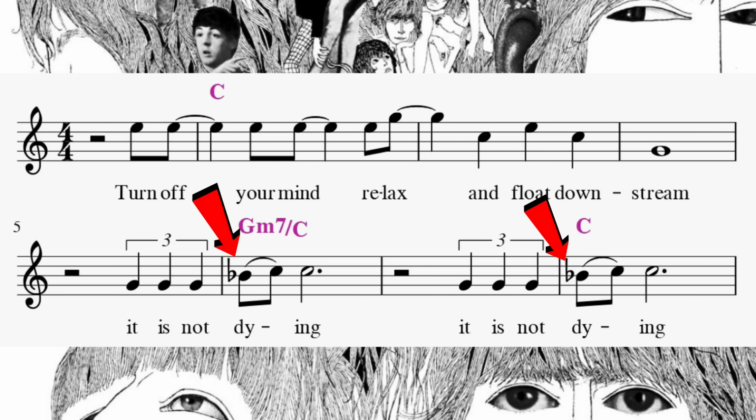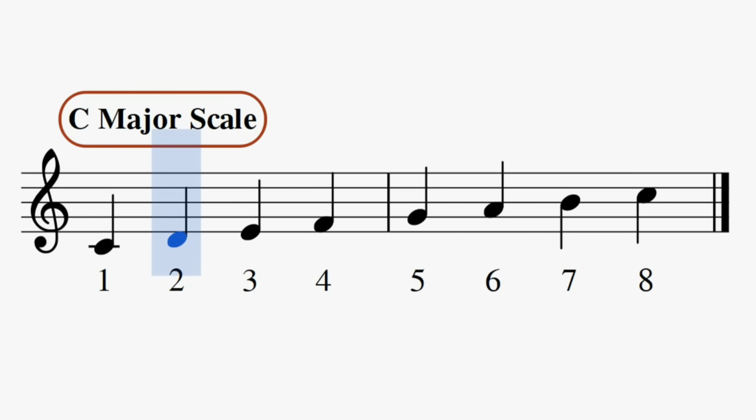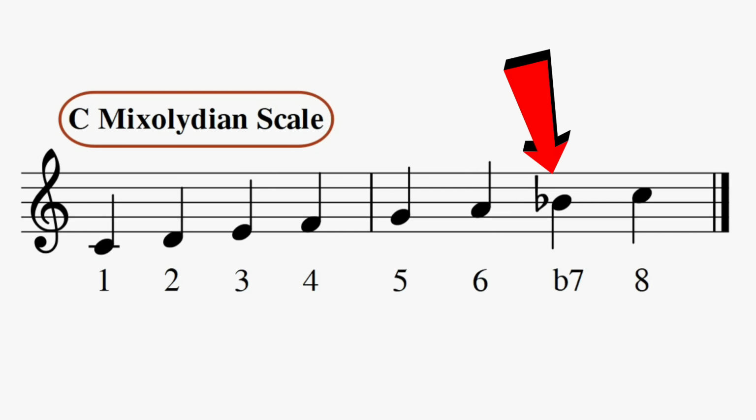When John sings this B flat note, it places us in C mixolydian instead. Mixolydian is the same as the major scale, however the 7th note has been flattened. So in the case of C major, that B has become a B flat.